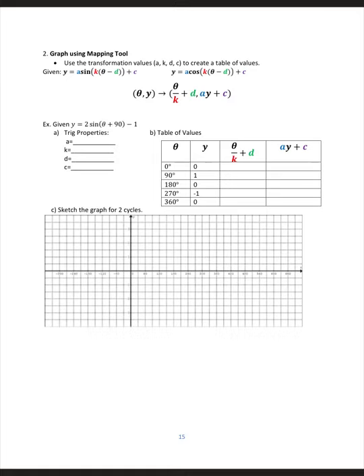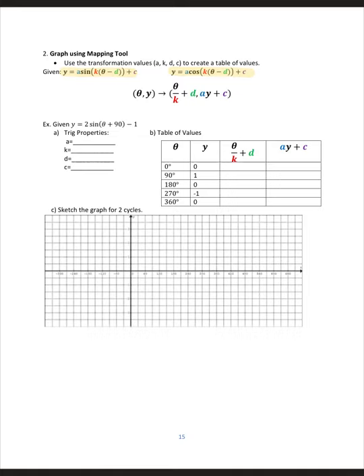Now we're going to look at how we graph these functions using a mapping tool. So instead of trying to go point by point to apply transformations, we're going to try using this mapping tool to first recognize what our points are and then plot them on the graph. So we'll try one together and I'll get you guys to try one. We're going to use the transformations on A, K, D, and C to create a table of values. And this is how those values affect the function. So if we have y equals A times sine, in brackets K, another brackets theta minus D, plus C, and even if we did that on the cosine function, we already talked about how those variables affect either my theta or my y value.